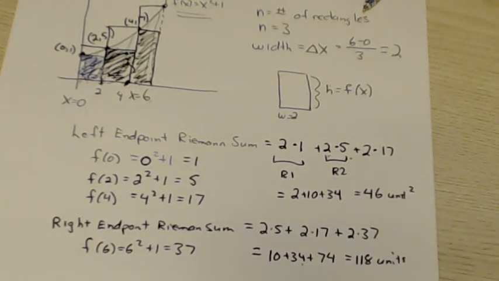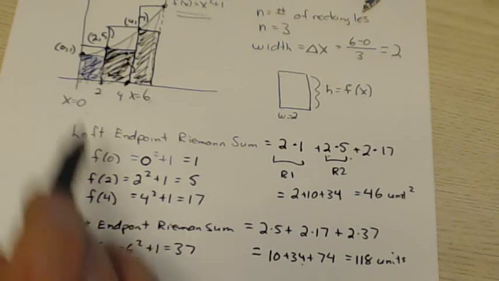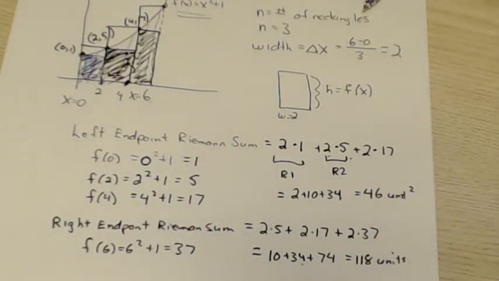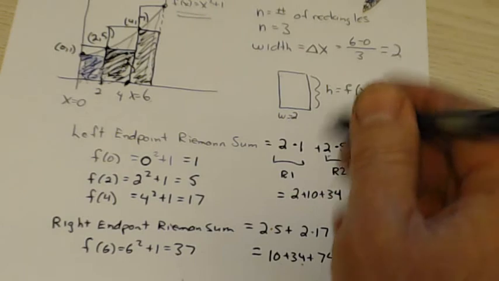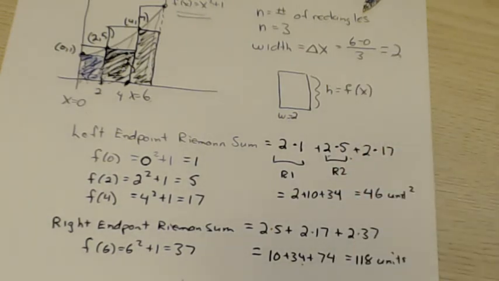Okay, well, the right endpoint Riemann sum over approximates the area under the curve. It's way too big. And the left endpoint Riemann sum was way too small. The truth lies somewhere in between. Now, what would give you the exact area?